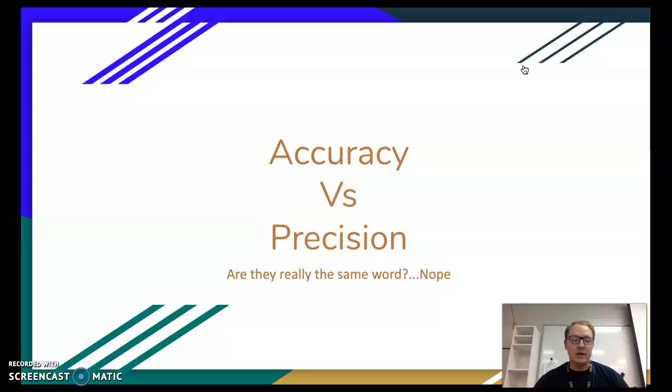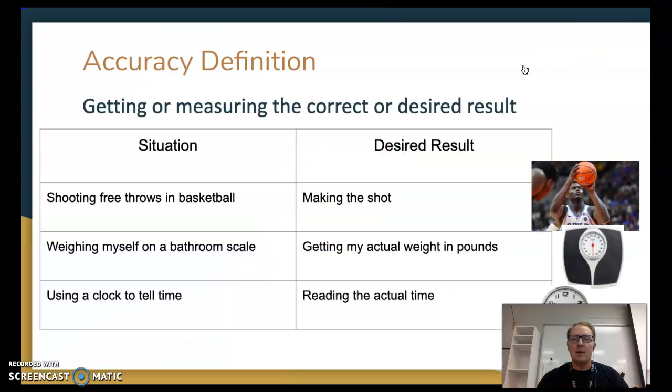They just don't, right? You'd say, oh man, that basketball player is very accurate, right? Or that marksman, that guy that shoots a bow and arrow, he's very, very precise, right? But they don't mean the same thing, and so we have to figure out what each word means, and then we can start to talk about how they should be used properly, right?